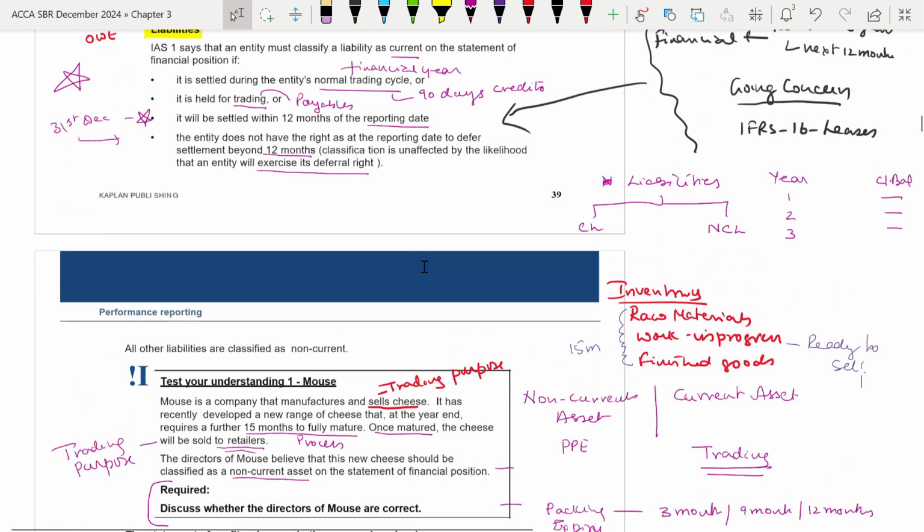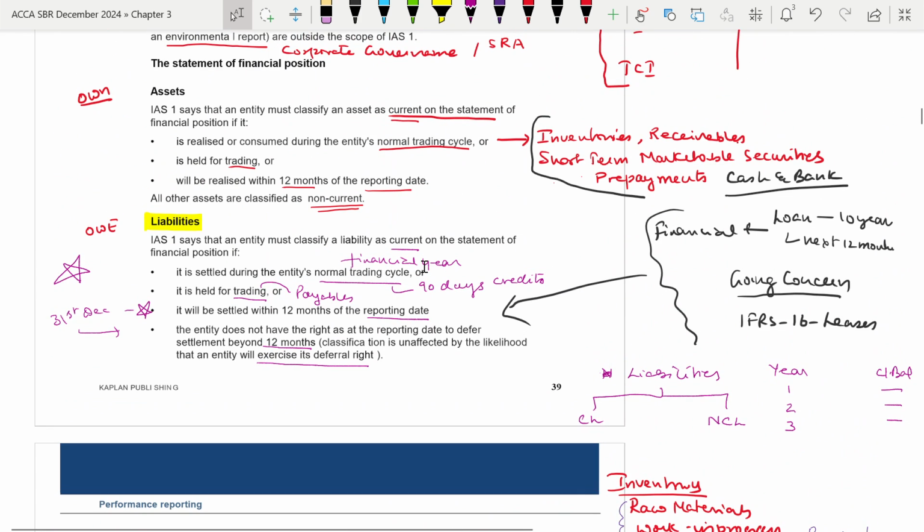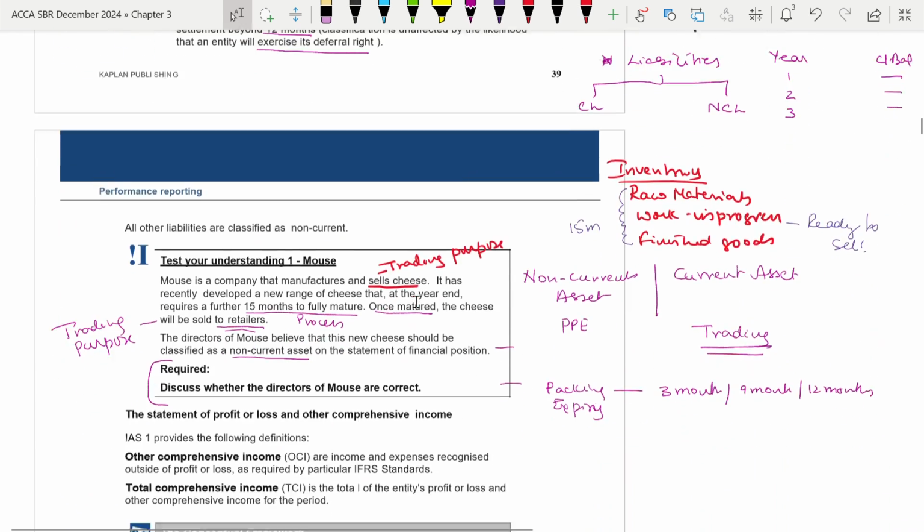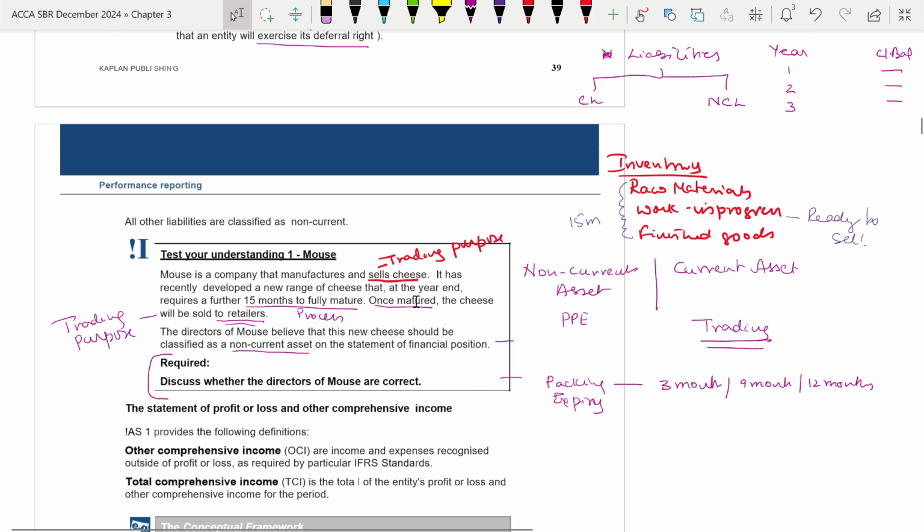What the rule says: the asset is realized or consumed. We are consuming the cheese during the normal trading cycle. It is held for trading. It will be realized within 12 months of the reporting date. The moment it is ready, we are not talking about the last 15 months backwards. We are putting a very clear line here: once it is complete, it will be used for trading purpose.